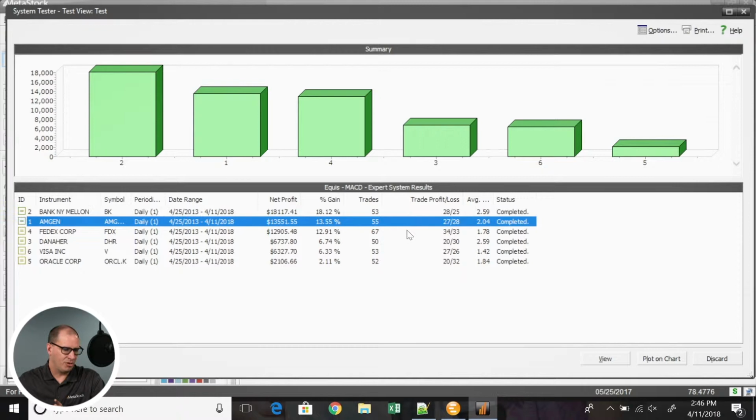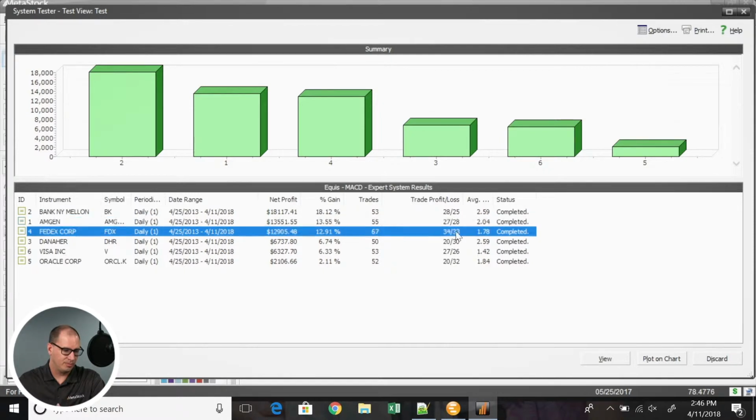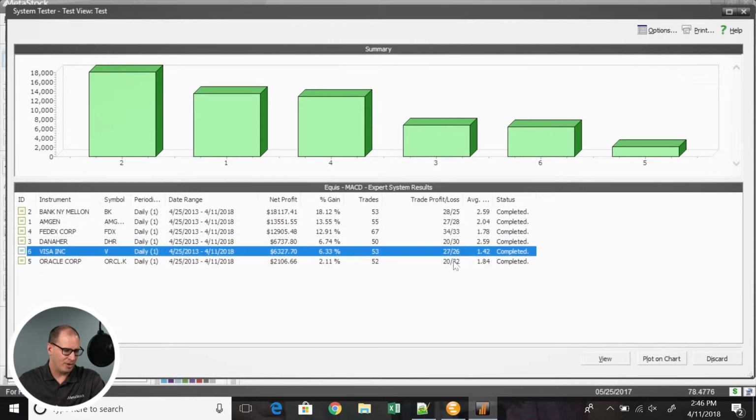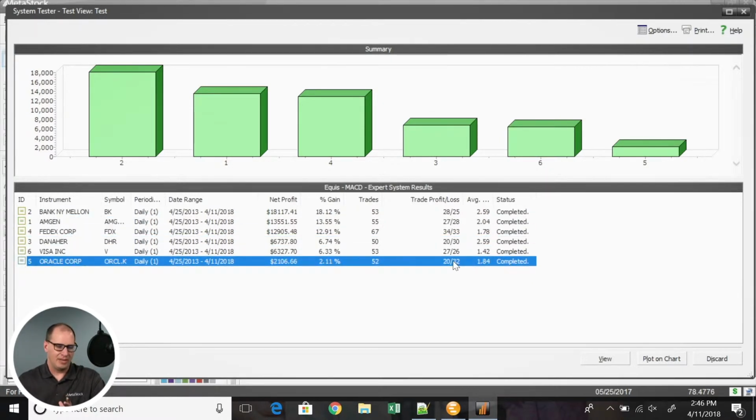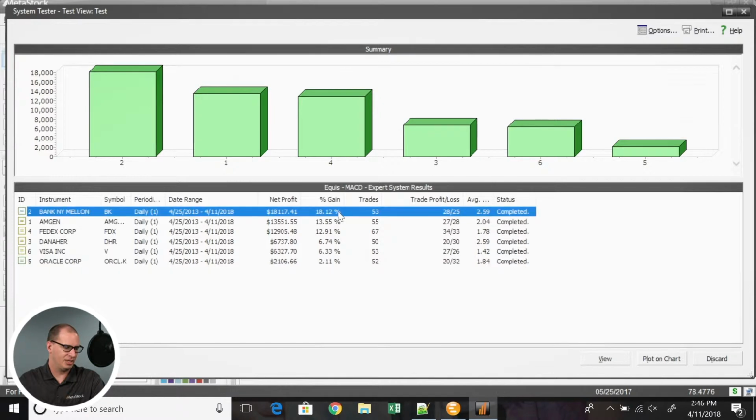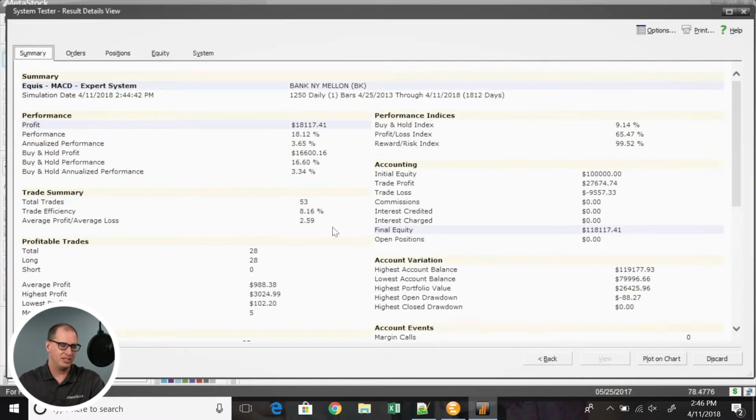So I can go through and look at each of these. The next one down, Amgen, had 27 winners with 28 losers. And it's about the same all the way down. Now this gives me some information. It tells me that it worked well over time, but how well did it work? And that's where we're going to get into a little bit more information. So I'm just going to double click on the top one here to get some more detail.